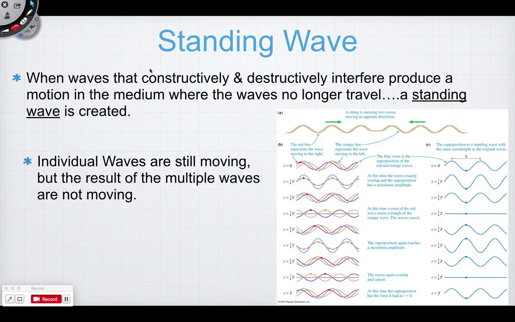A standing wave occurs when waves of the medium constructively and destructively interfere, and it looks like they no longer travel. Now the waves are actually traveling, but the result is that you just don't see that. You can play around with some string. We'll probably demonstrate in class, and you can see this happen. The waves are still moving back and forth, but they constructively and destructively interfere in a set pattern that doesn't seem like it. And those create standing waves.